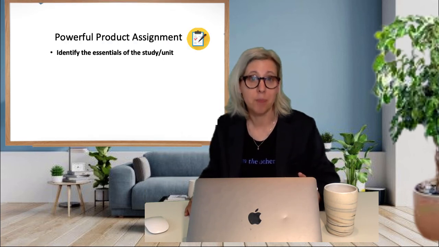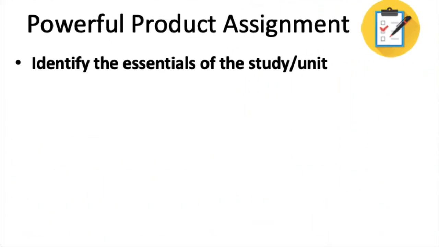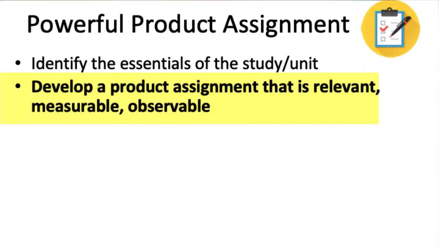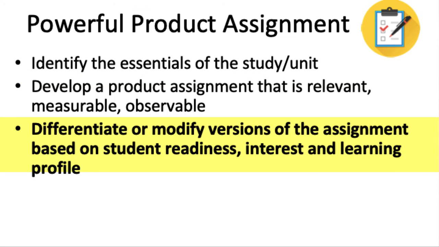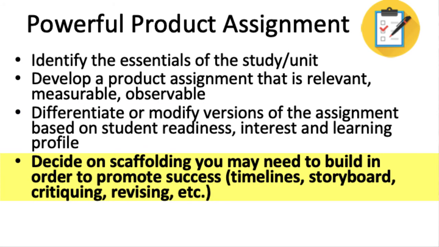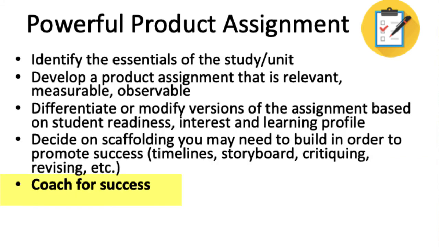Now, when it comes to products, we want to include powerful product assignments. And in order to do this, we have several steps. First, we have to identify the essentials of the study or the unit. Then, we develop a product assignment that is relevant, measurable, and observable. We can differentiate or modify versions of the assignment based on student readiness, interest, and their learning needs. We can decide on scaffolding that we need to build in order to promote success. This might be things like timelines or storyboards, offering critiques or revisions to the students, or other different strategies. Then we use that to coach for success.